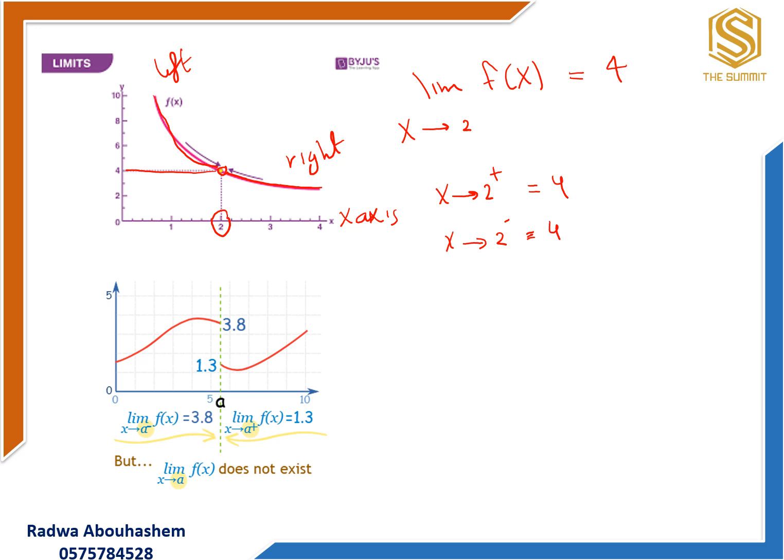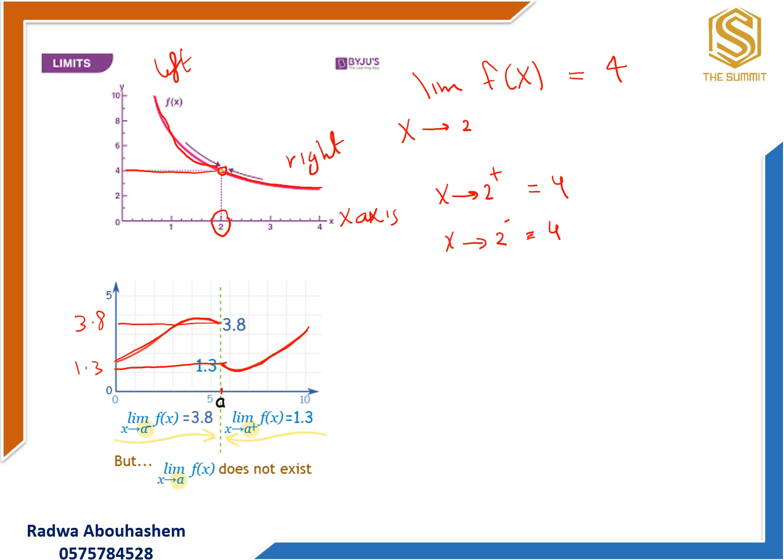Now let's take another example here. I'm taking the limit when x approaches a. Here is a, from left and right. So let's approach from right. Let's go to the y-axis. At this one, it gives you 1.3. And from left, as you see here, it gives you 3.8. So this means that the limit from left does not equal the limit from right. So this means your limit does not exist.